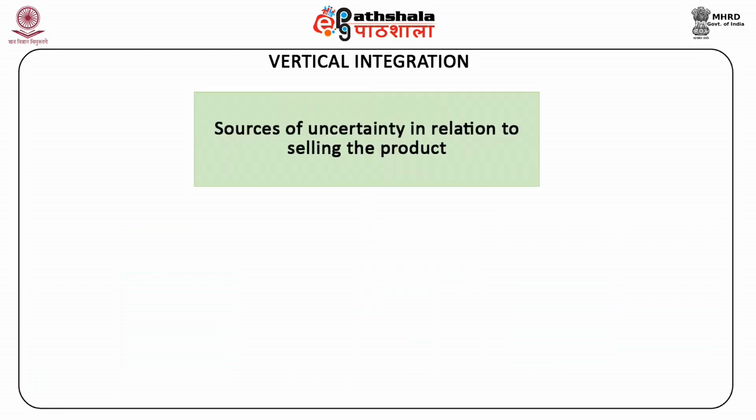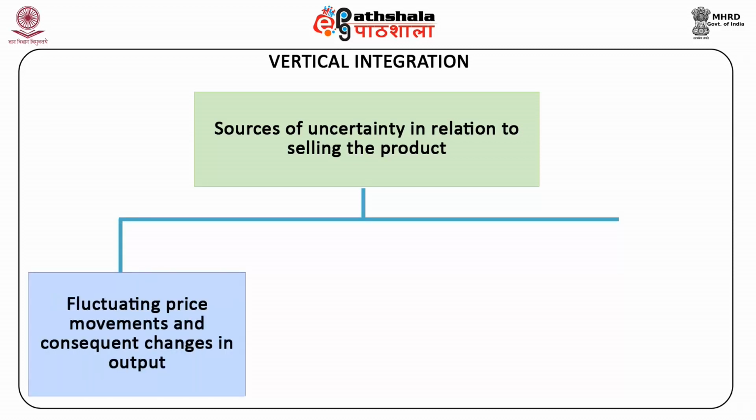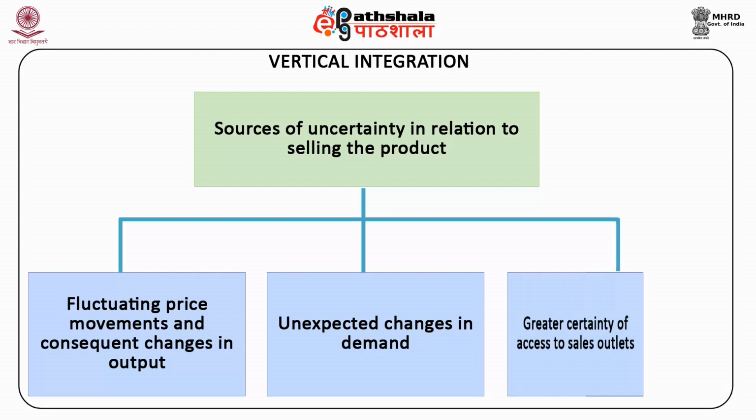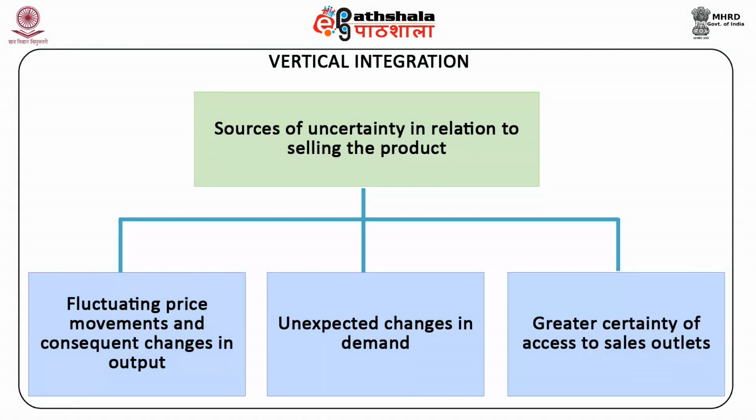The sources of uncertainty in relation to selling the product include fluctuating price movements and consequent changes in the output, leading to either the reduction in output or increased storage of unsold output. Unexpected changes in demand with similar consequences, and greater certainty of access to sales outlets, particularly if the sector is dominated by powerful monopolistic groups.